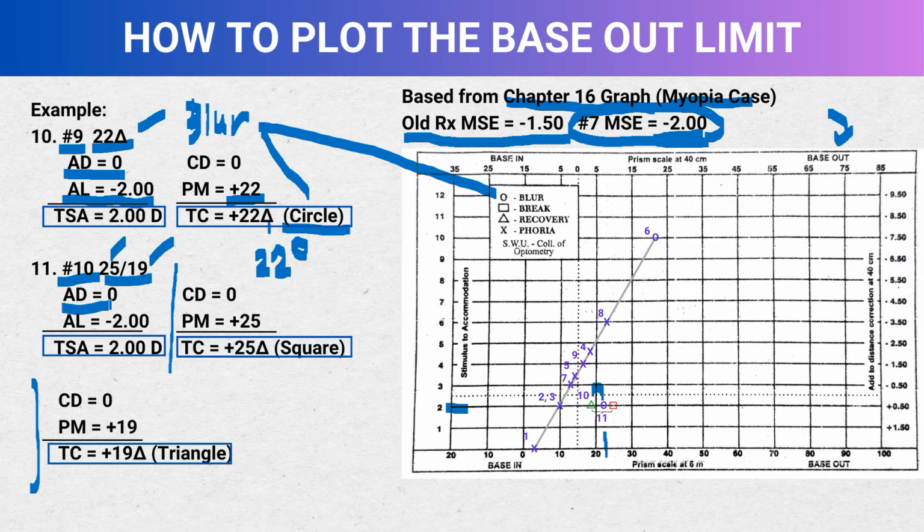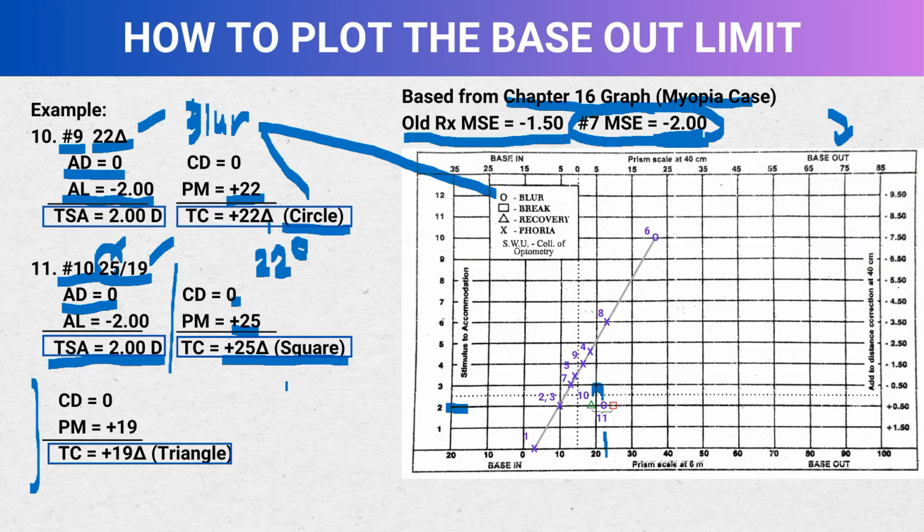So first, the AD here is 0 because number 10 is a far test. AL is equal to negative 2 because that is the lens in place for our number 10. So ang ato TSA is also 2 diopters. And then the CD is 0 because AD is 0. PM is equal to plus 25 because our break is 25. So ato TC is plus 25, which is indicated by a square.